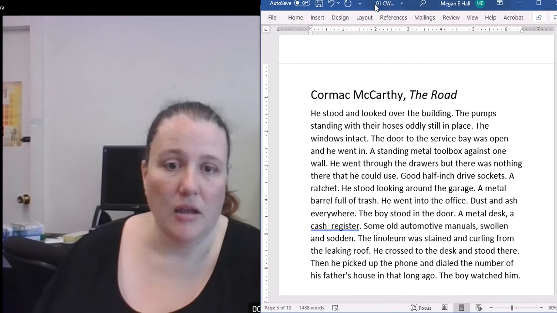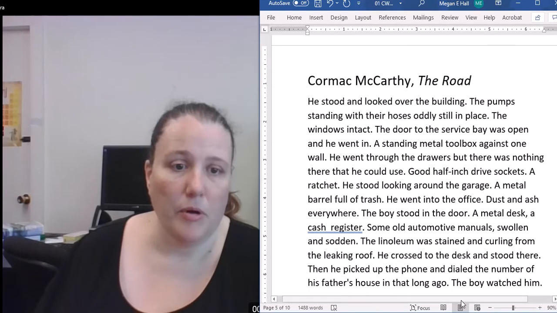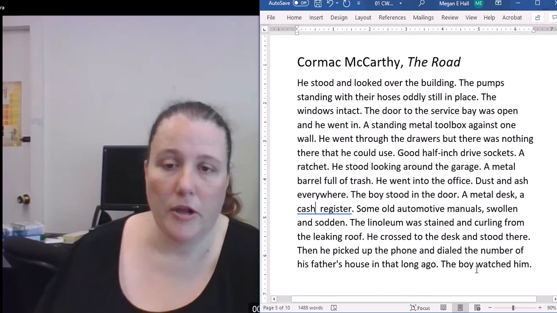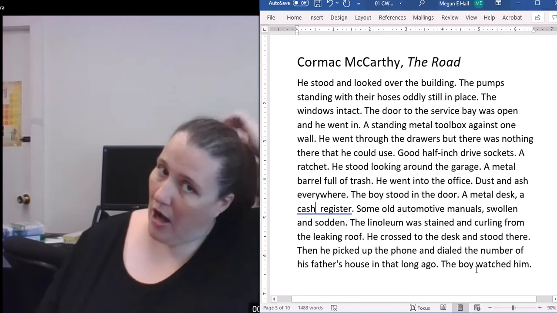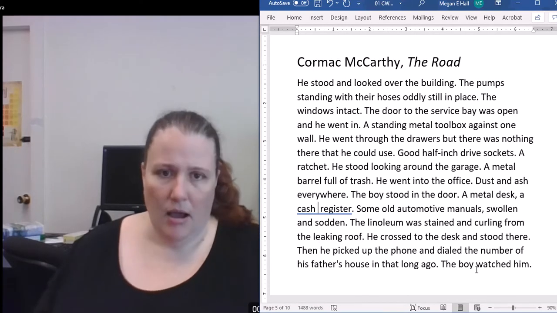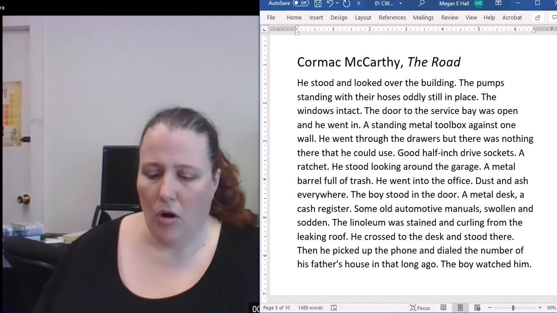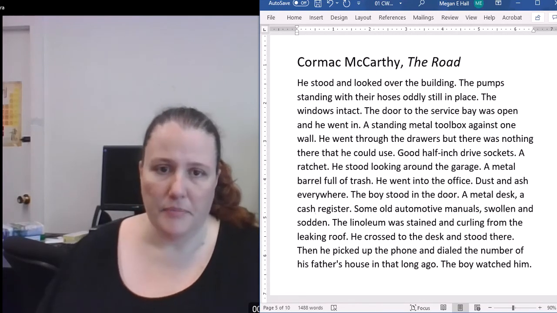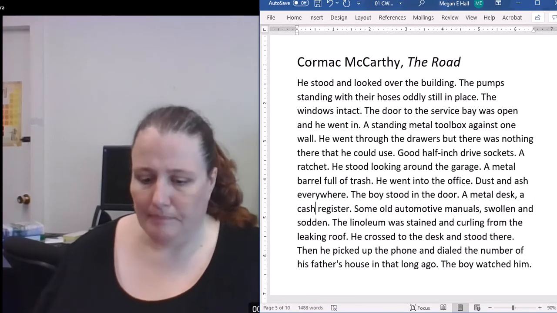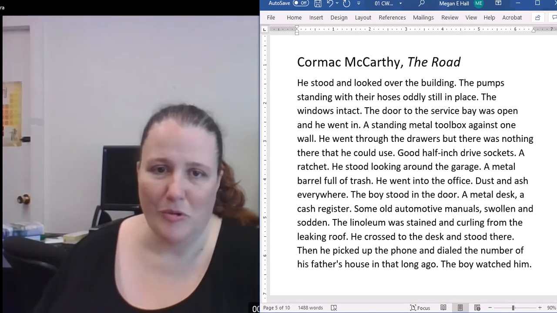So here is an excerpt from Cormac McCarthy's book, The Road, and what you need to know going into this. So for context, this is the beginning. I think this is from the beginning of the book. It is about a man and a boy traveling together after an apocalyptic event. So the world is kind of broken apart, fragmented, and they have this sort of almost like a quest.